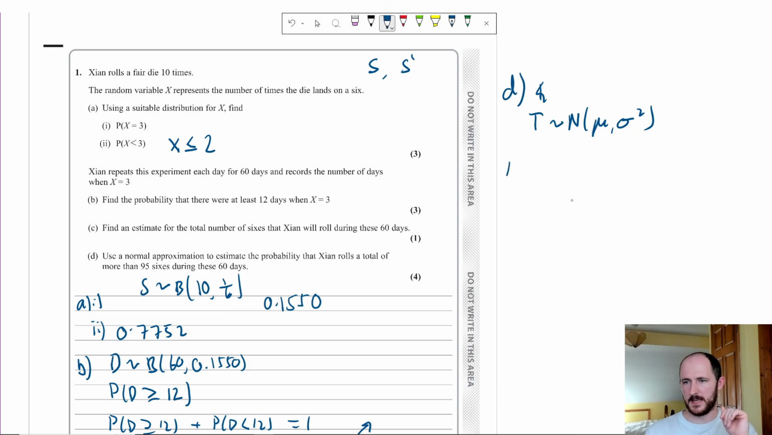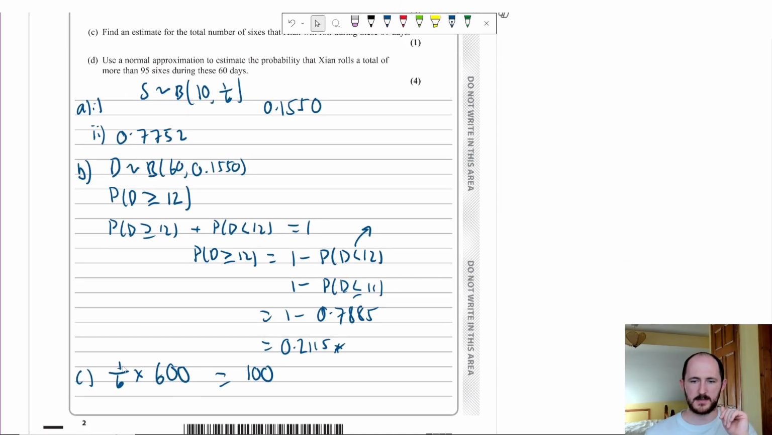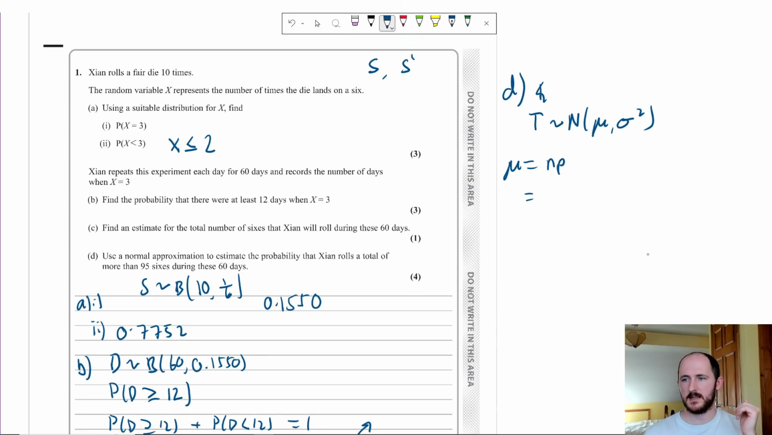Now, mu in the normal approximation is just np, and if you remember rightly, in total we're doing it 600 times. The probability of getting it is 1 over 6, so it's going to be 600 times 1 over 6, which we've actually already done. It's 100. And sigma is a little bit harder. The way you do that is you do sigma. Just so you're aware, you do get given this equation in the formula sheet, so you don't need to memorize it.